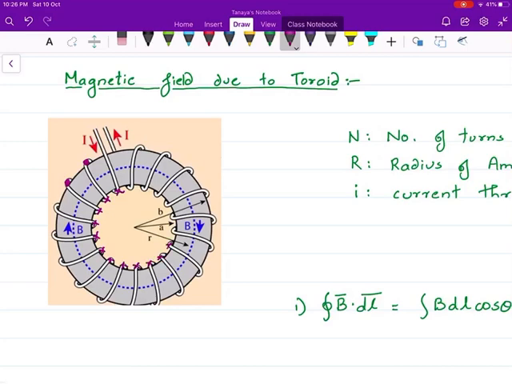So I can just put all crosses over here because it is the same. The current is going in from here and coming out from the top part. So I can show it this way.